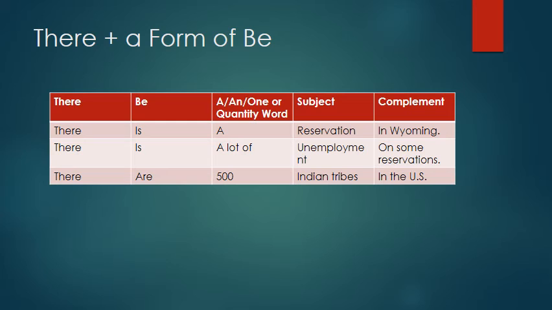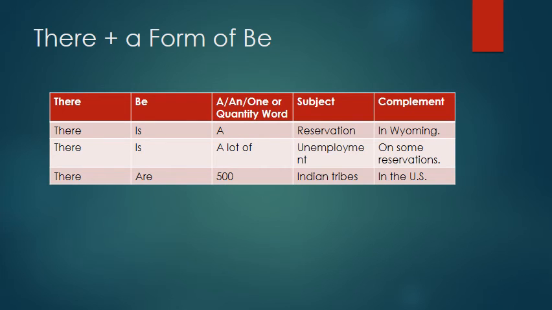So in this case, we say there, then a form of the verb be, then we can have a quantity word or an a or an an or a one. Then we have the subject and then the complement. So we have there is a reservation in Wyoming. The subject is reservation, which is singular, so the verb is.